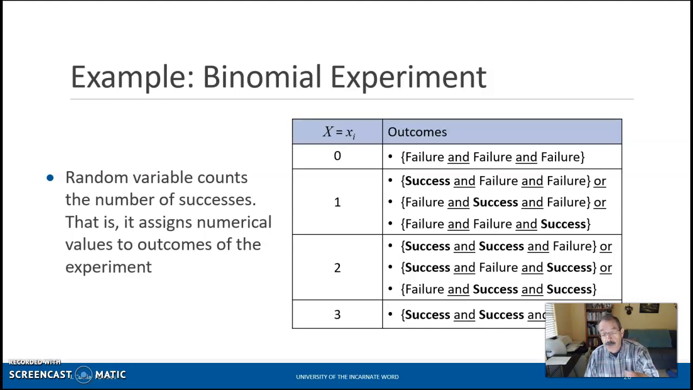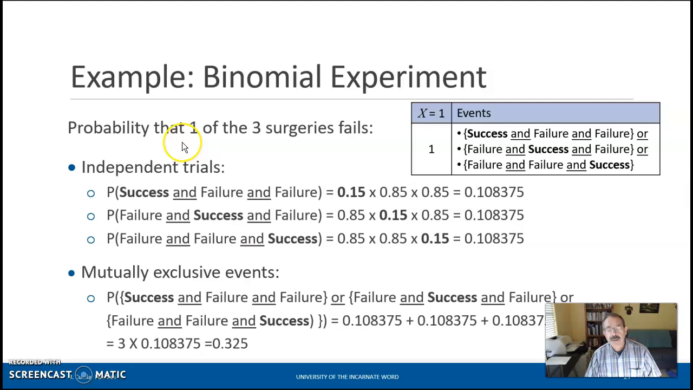A value of 2 will be assigned when you have 2 successes in the sequences. There are 3 possible sequences with 2 successes and 1 failure. And finally, we assign a value of 3 when all 3 surgeries are a success. I notice that I use the words and, or. And designates joint probabilities. The or is designating the union of these events, if you will. All right, so let's look at an example.